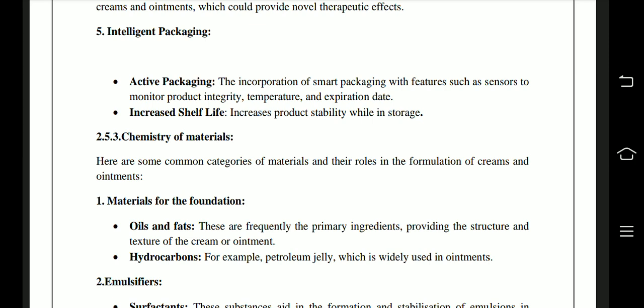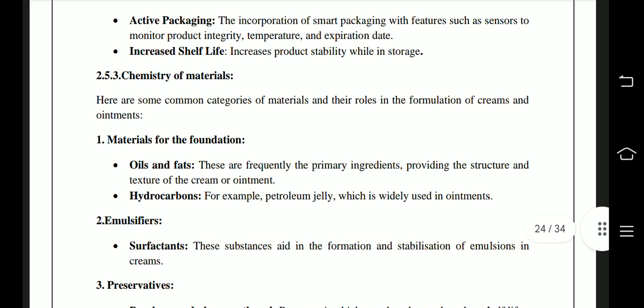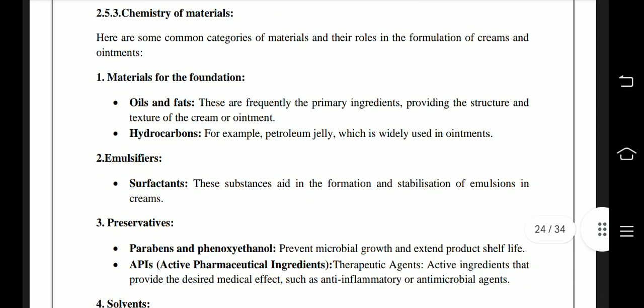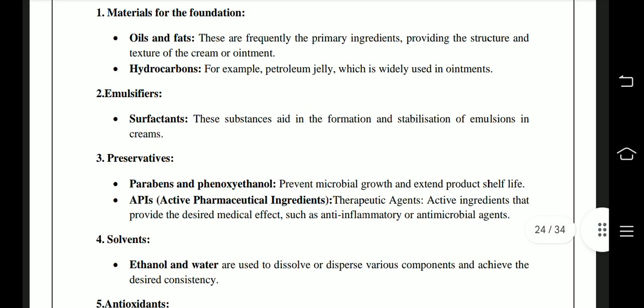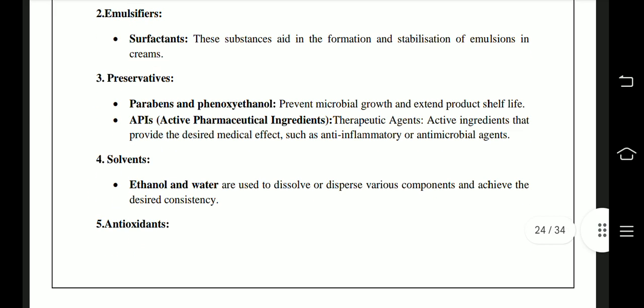Chemistry of materials involved in creams and ointments. Here are some common categories of materials and their roles in the formulation of creams and ointments. Oils and fats. Materials for the foundation involve oils, fats, and hydrocarbons. Oils and fats are frequently the primary ingredients providing the structure and texture of the creams or ointments. Hydrocarbons, for example petroleum jelly, which is widely used in ointments. Emulsifiers, surfactants: these substances aid in the formation and stabilization of emulsions in creams. Preservatives, parabens and phenoxyethanol, prevent microbial growth and extend product shelf life.